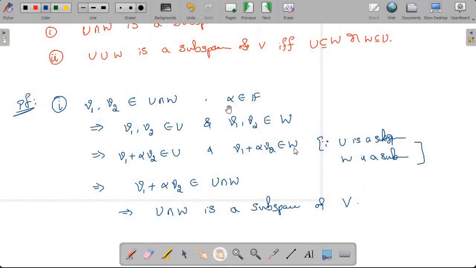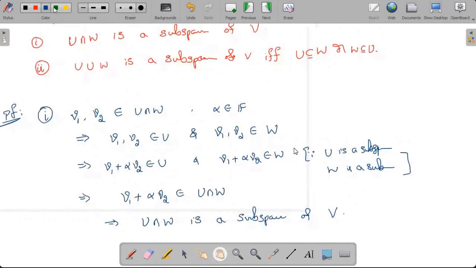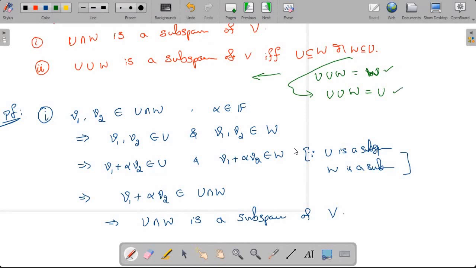Now the second one. So if you observe that one way it is easy. Why? Because if U is contained in W, U union W is nothing but W. Or the other way, if W is contained in U, U union W is equal to U. Since you know W is a subspace, U is a subspace, so directly you can conclude that their union is also subspace. What I mean, individually, in the first case, if U is contained in W, union is W. Since W is a subspace, therefore union is a subspace. Similarly, the other one.